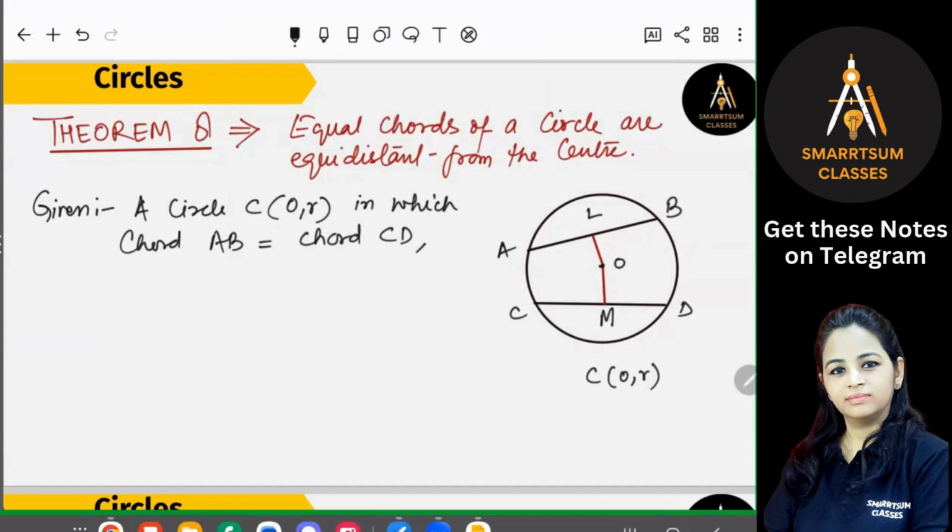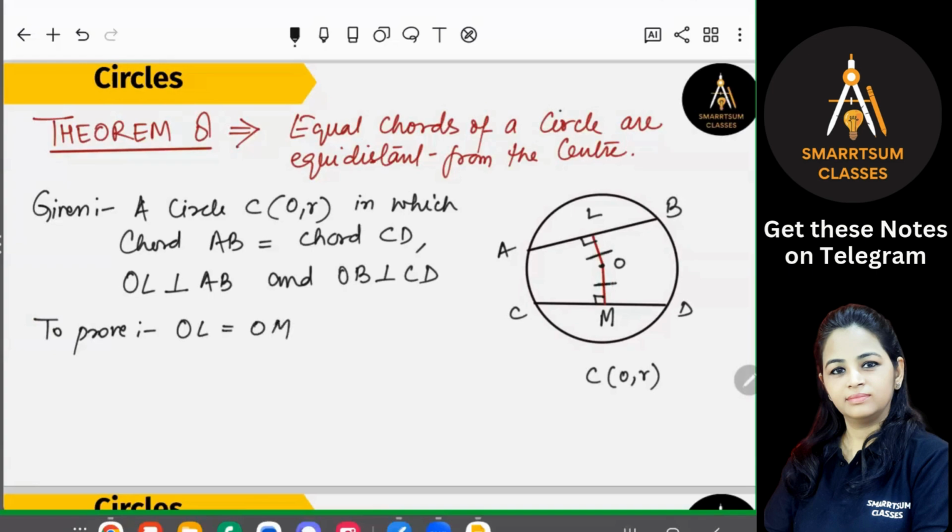The distance between the center and the chord is the shortest distance. So OL is the shortest distance, OM is the shortest distance. Here OL is perpendicular to AB, and OM is perpendicular to CD. So these are the two perpendiculars. Now, what do we have to prove? We have to prove that these perpendiculars OL and OM are equal.